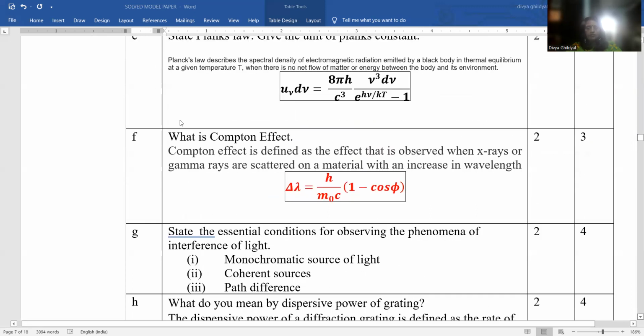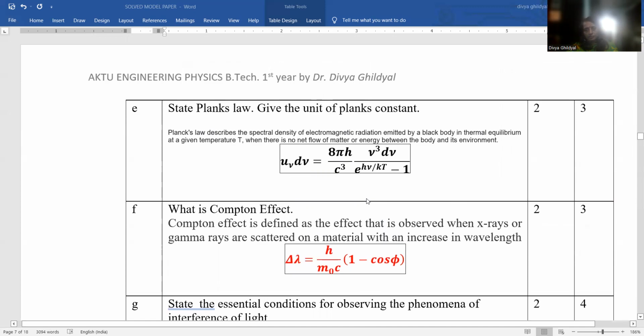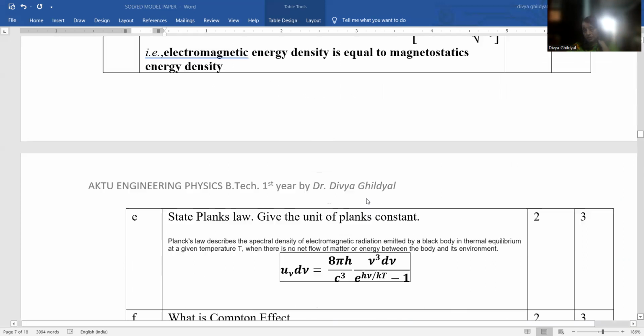Suppose it is Compton effect. It is defined as the effect observed when X-rays or gamma rays are scattered on the material and increase in wavelength is observed. Planck's law describes the spectral density of electromagnetic radiation emitted by a black body in thermal equilibrium at a given temperature T.